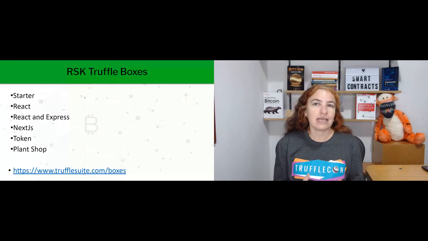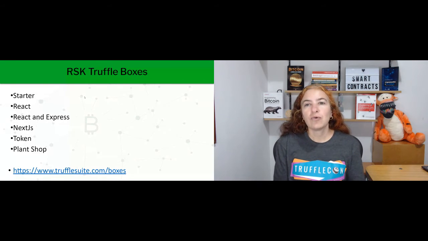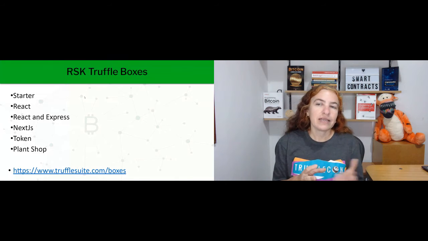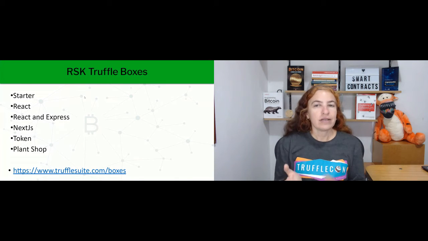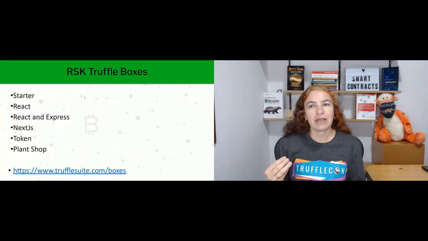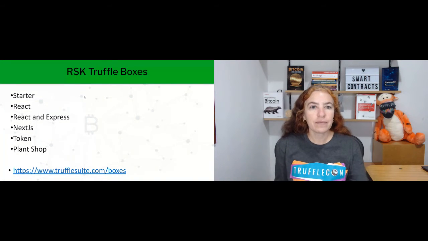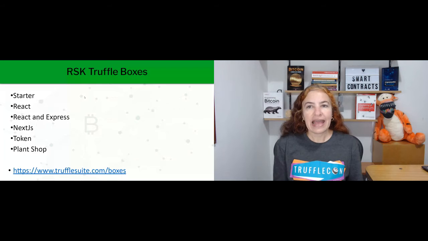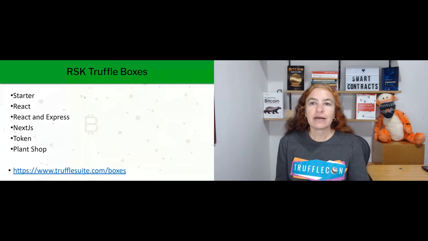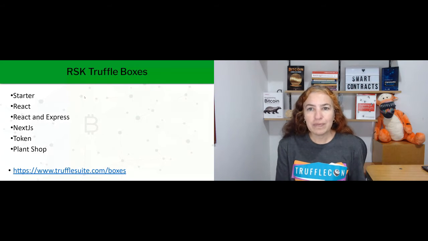So the smart contract is the same, very basic, but we have a front end built in React. Another shows 2 parts: the React part and a client-server application, with Express doing the server part. And we have another with Next.js, another kind of front-end framework. Also, we have a box to build your token, to publish your token in less than 10 minutes. It's very cool. And today, I will do the plant shop with you.